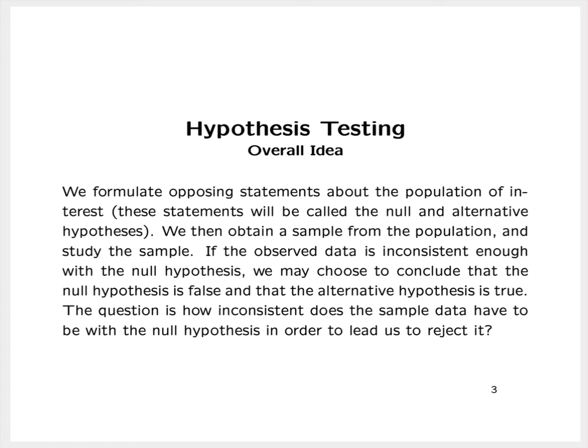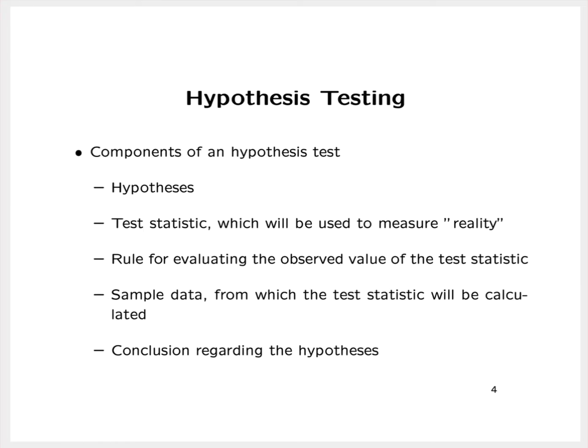Now, if the observed data are inconsistent enough with the null hypothesis, then we may choose to conclude that the null hypothesis is false and that the alternative hypothesis is true. Now, the question is, how inconsistent does the sample data have to be with our preconceived notions, our assumptions, which are contained in the null hypothesis, in order to lead us to reject that null hypothesis? We'll talk about that briefly in a while.